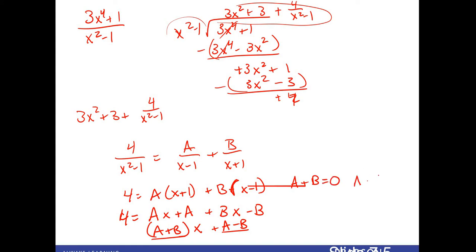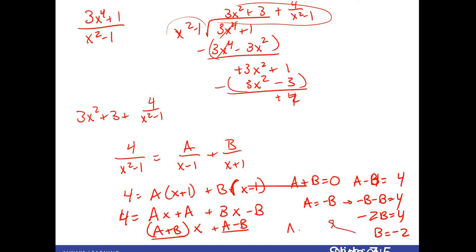And a minus b has to equal 4. So if a plus b is 0, a equals negative b. Substitution, negative b minus b equals 4. Negative 2b equals 4. And b equals negative 2. Plugging back in here, if b is negative 2, then a is positive 2.